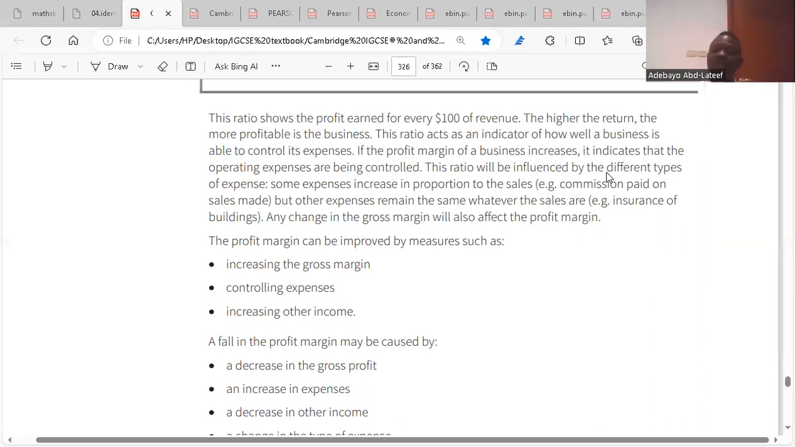Now, that's how you can increase your gross profit margin, which will reflect in your net profit margin. The second point is controlling expenses. You have to reduce your expenditures and cut your cost of office overheads. By so doing, you'll have more income. The third point is increasing other income.